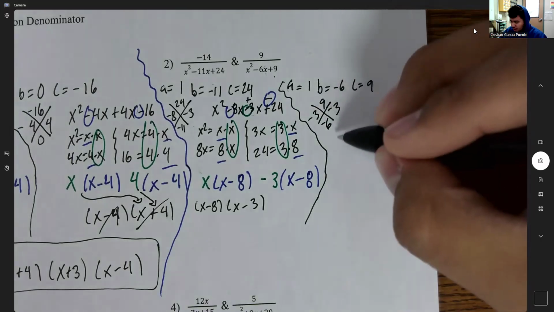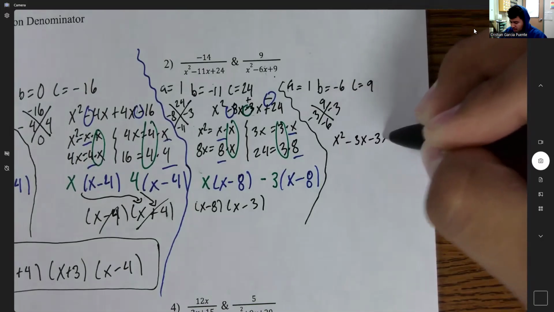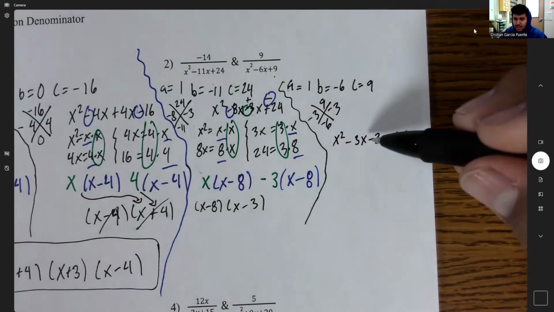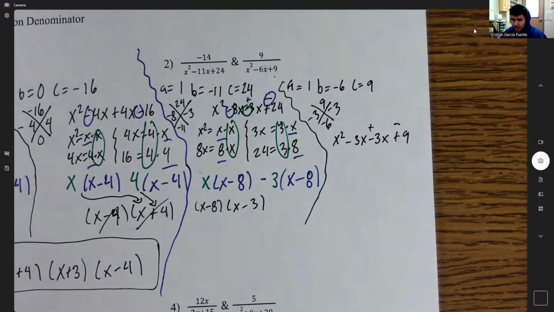So you'll have x squared minus 3x plus 9. And now again, since we have a minus in the middle of the two terms, we don't like that. So we'll put a plus on top and a minus on top of the plus. And now we're just going to do our grouping.